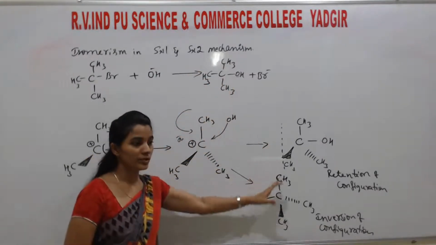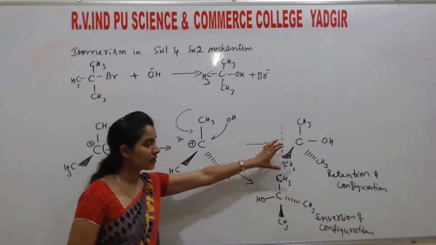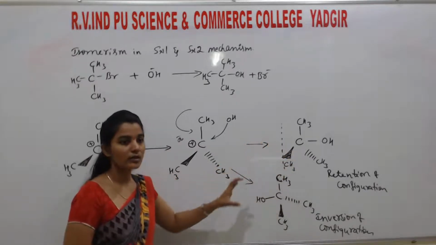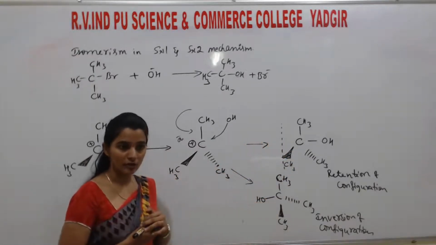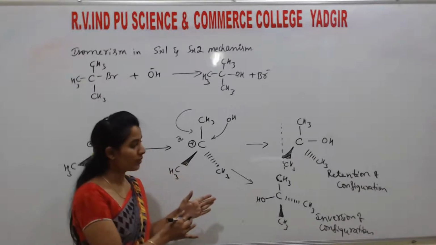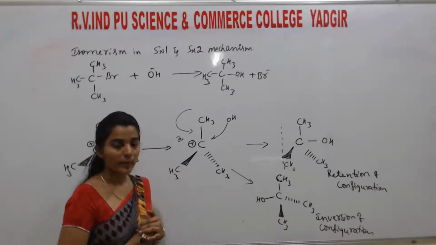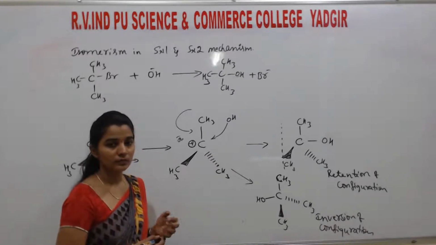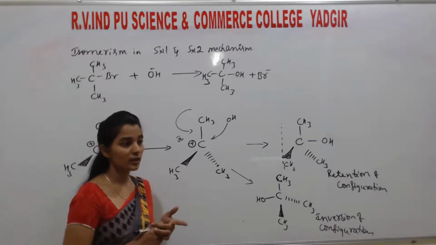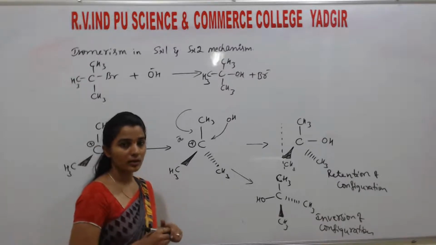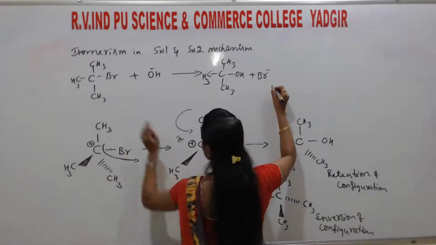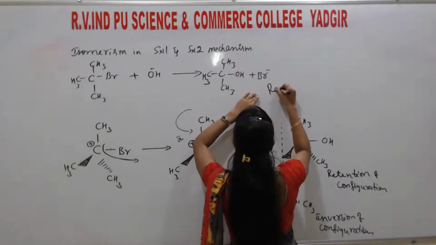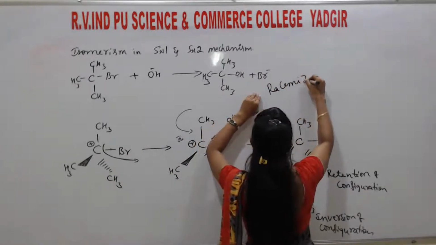this type of mixture. One is the product with retention of the configuration, one is the product with inversion of the configuration, and the two are equimolar. If equimolar mixtures are there, then what are they called? Racemic mixtures. Okay, so this entire process takes place along with racemization.